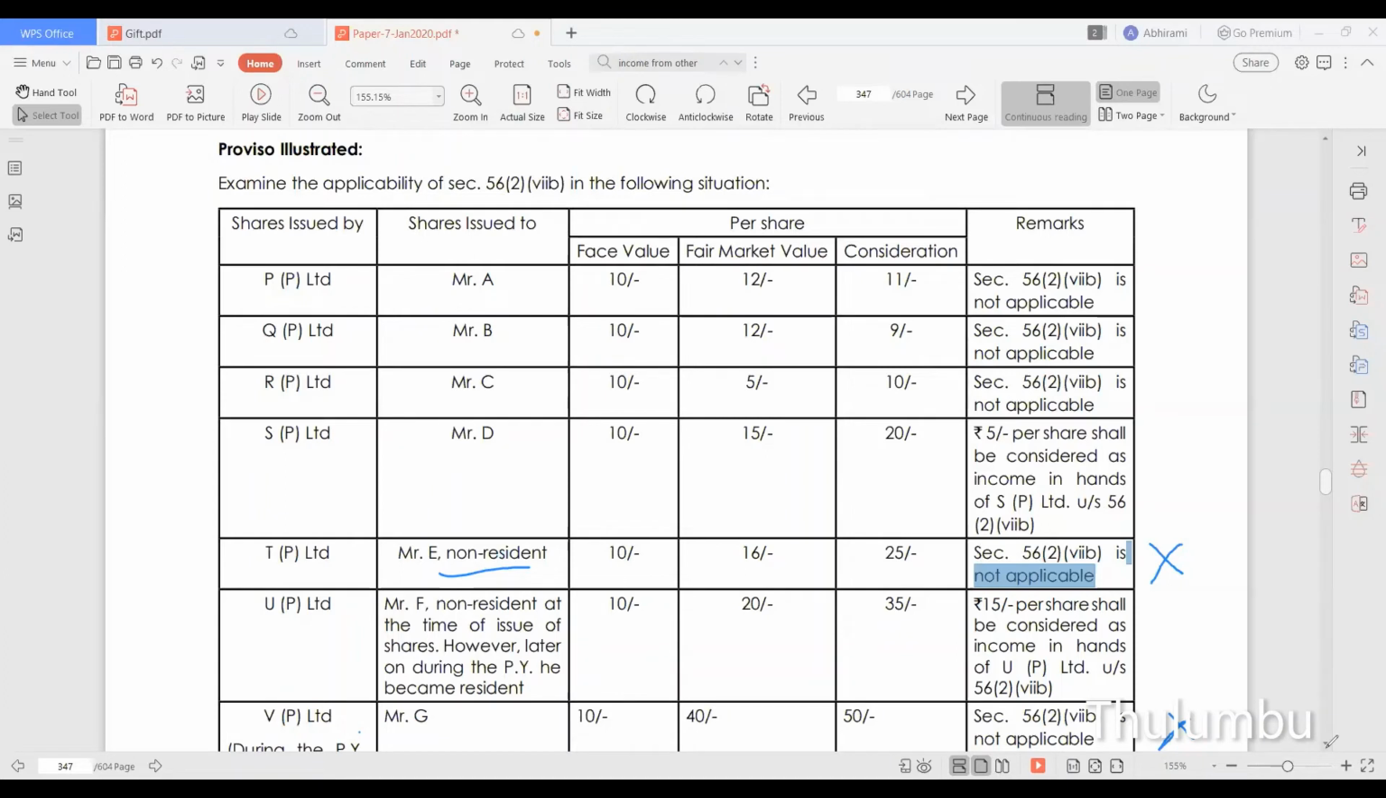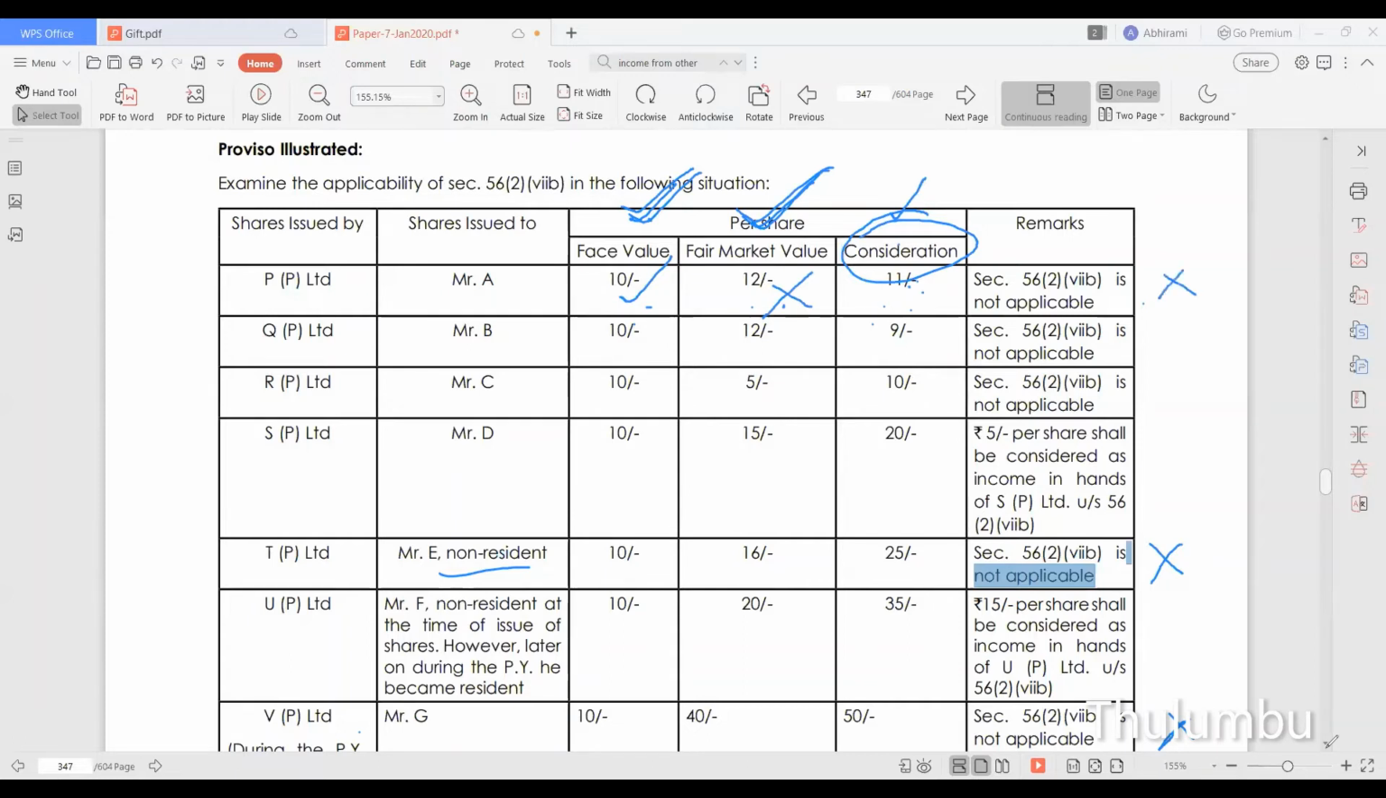So first check the consideration, the actual amount for which I have done this. A 10 rupee face value share sells in the market for 12 rupees but the consideration is only 11. Then it is not applicable. This applies when your consideration is higher than face value and fair value. First, it should be greater than face value, and second, it should be greater than fair market value. In this case, it is greater than face value, but not greater than fair market value.